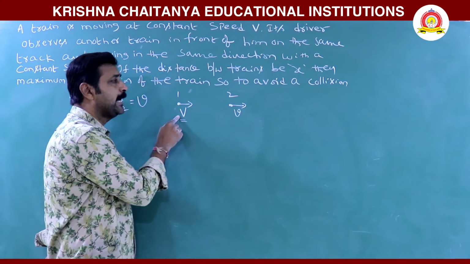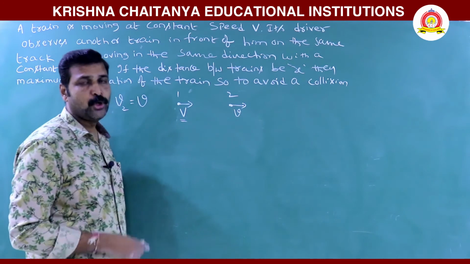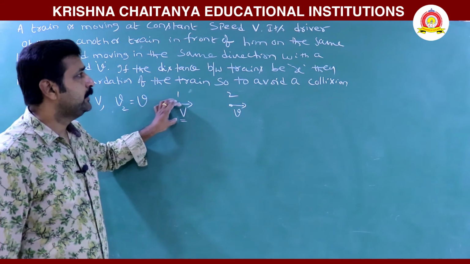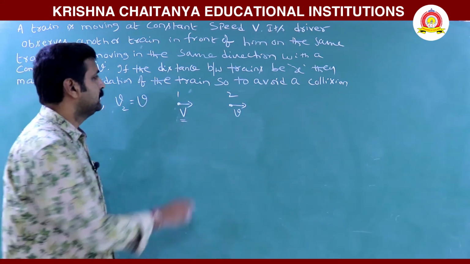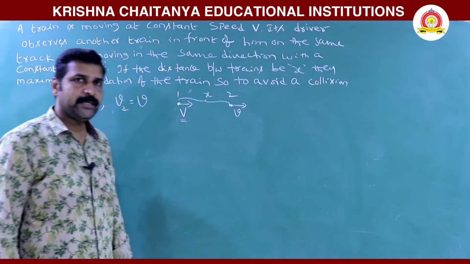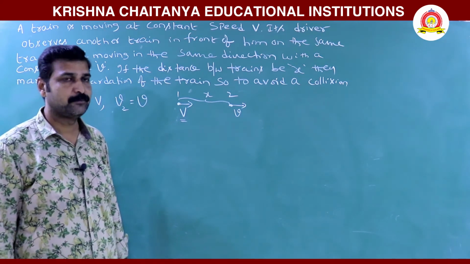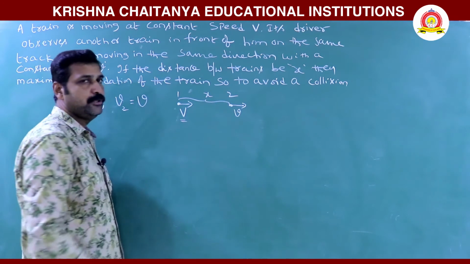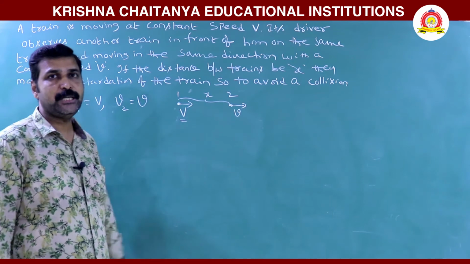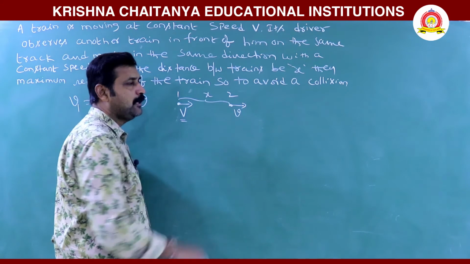Then if this has a speed greater than small v, only then is a collision possible. To avoid collision, with what maximum retardation? The separation between these two is x, which we can call the relative separation. Here, in order to avoid collision, we consider the final relative speed. Initially, what relative speed do they have? Capital V minus small v.